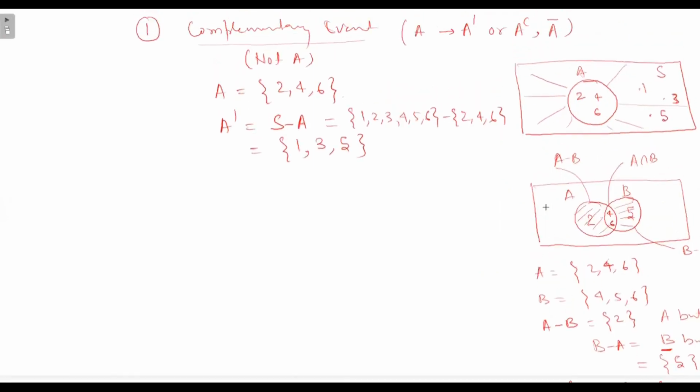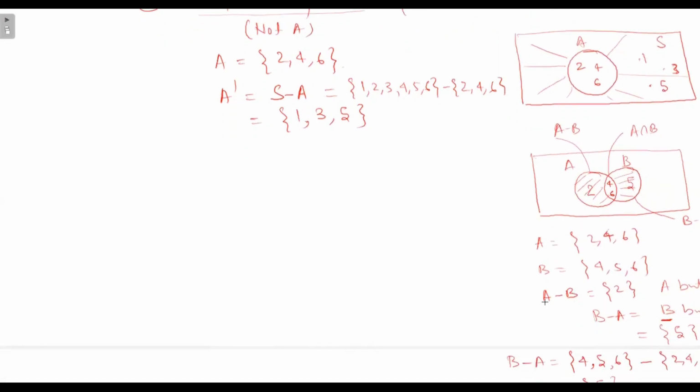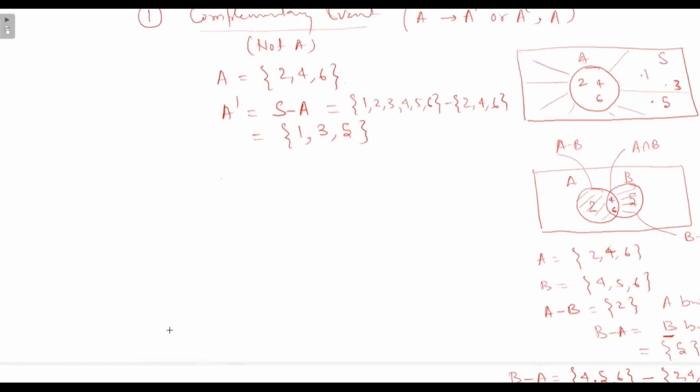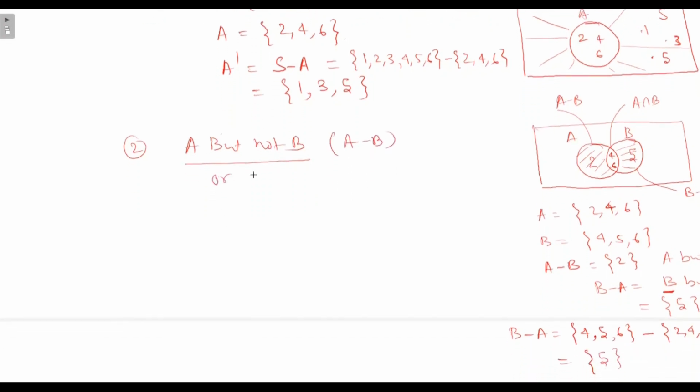Okay, there is one related concept here I will just talk about. A minus B is also written as something like this. I'm just jumping to the next part, which is called A but not B. A but not B is basically A minus B, or we write it as A intersection B complement. So A minus B is also equal to A intersection B complement.